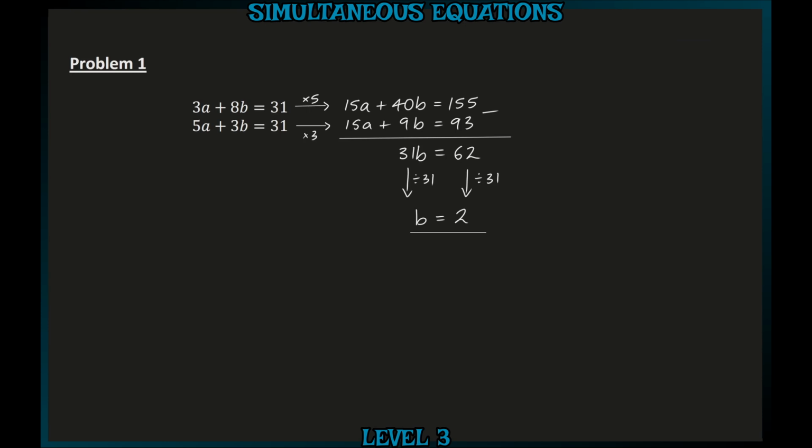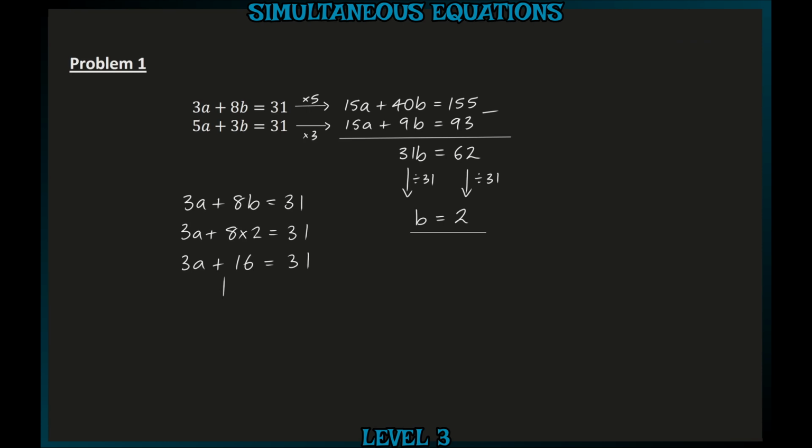To find the value of a, we can now substitute this value of b back into one of the original two equations, and they're very similar, so it doesn't really make a huge amount of difference which one I use, but I'm just going to go with the top one. So 3a plus 8b is equal to 31. If I substitute b for 2, this becomes 3a plus 8 times 2 is equal to 31, and since 8 times 2 is 16, we have 3a plus 16 is equal to 31.